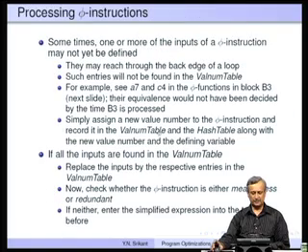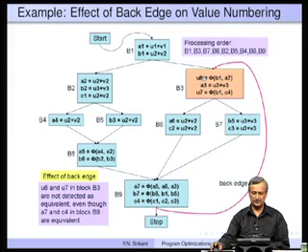Let us look at some details of how phi functions are processed. One or more inputs of the phi function may not yet be defined. For example, they may reach through a back edge of a loop. Such entries will not be found in the val num table. Let me show you an example. This B3 has been replaced by a new block which has U6 and U7 as new definitions. The old one had only A3 equal to U3 plus V3. Now U6 is phi of B1 comma A7 and U7 is phi of B1 comma C4.